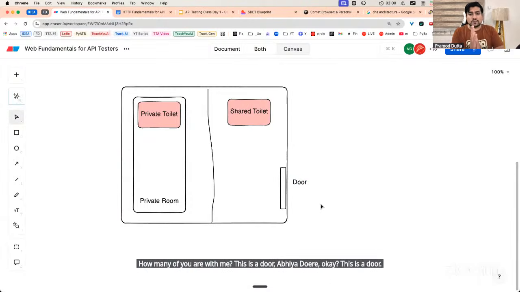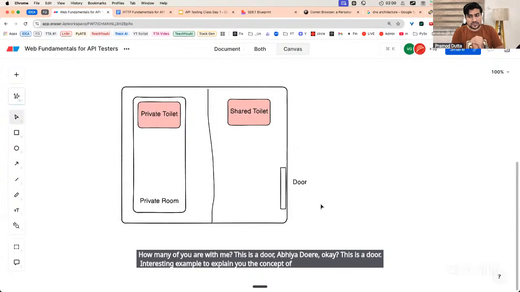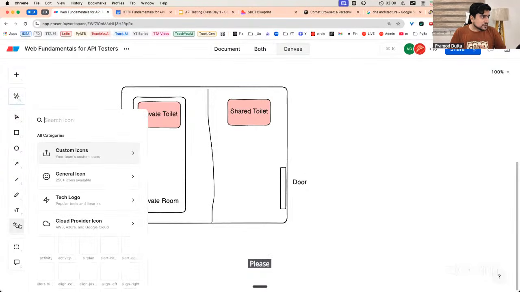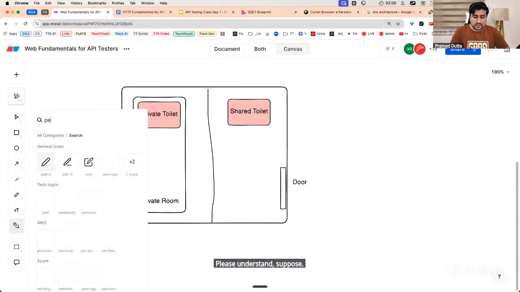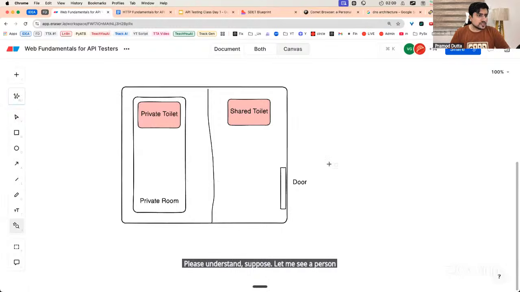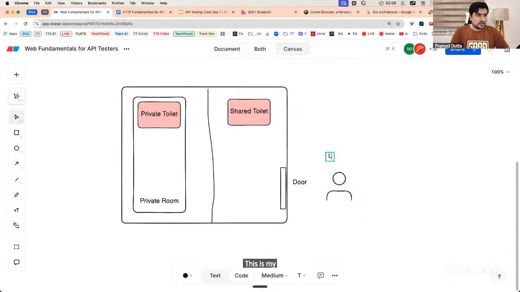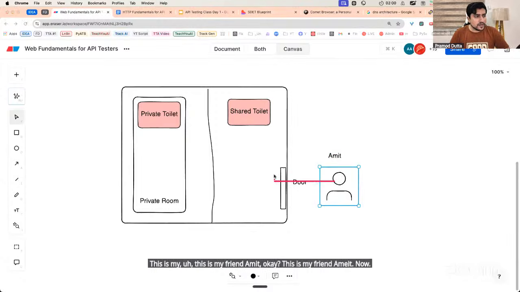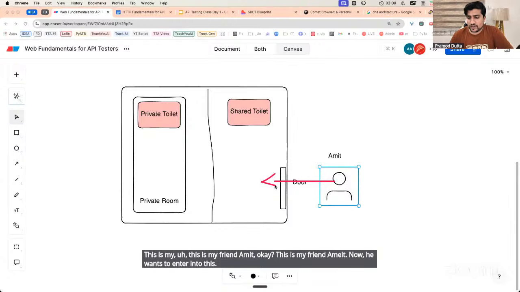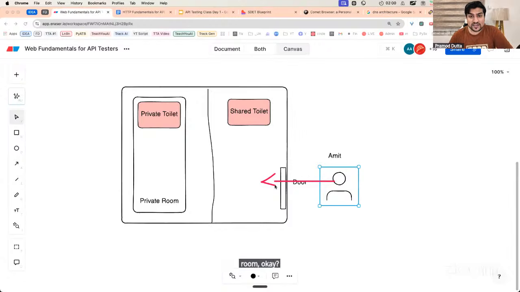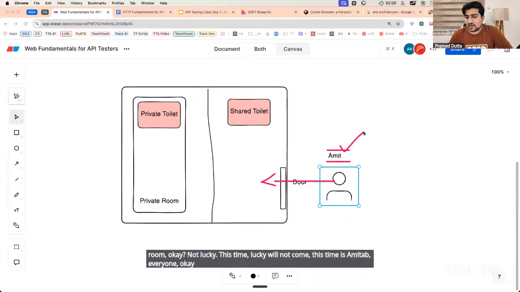This is an interesting example to explain the concept of authentication versus authorization. Now, please understand. Suppose this is a person, this is my friend Amit. Now he wants to enter into this room. This time Lucky will not come, this time it is Amit. Amit wants to enter.